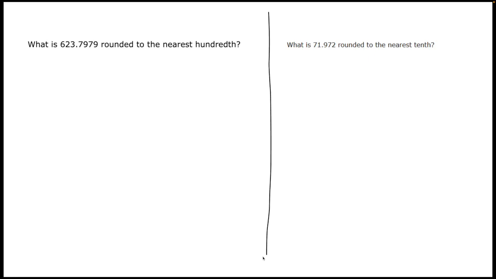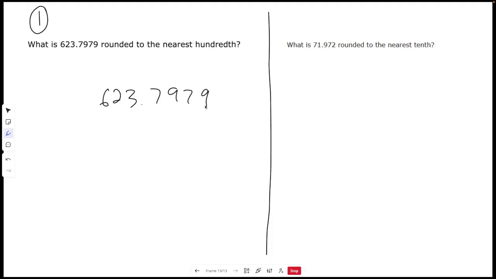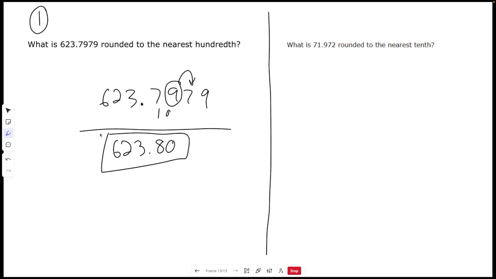Okay, now that you've had a chance to work these problems, let's take a look. For number 1, this was 623.7979, hundredths position would be here. You look at the number next to it, it's 5 or bigger, which means the 9 needs to bump up by 1. 9 plus 1 is 10. So now our final answer should be 623.80. And this should be our final answer. Another way to look at this would be, this is 79, so 79 plus 1 is 80. That'd be another way to look at it.